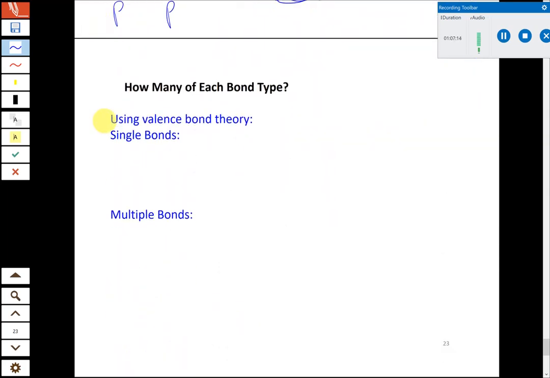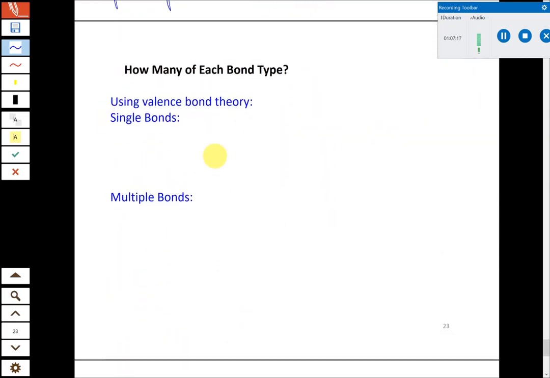And then the last thing we'll cover today is how many of each bond we have. If we have a structure given to us or that we've drawn, how do we know how many of the bonds are sigma or pi? It's actually pretty simple to figure out from valence bond theory. What valence bond theory includes is the idea that anytime you have a single bond in the structure, it's going to be a sigma bond. All single bonds are sigma bonds. In other words, any bond with a bond order of 1 is going to be a sigma bond.